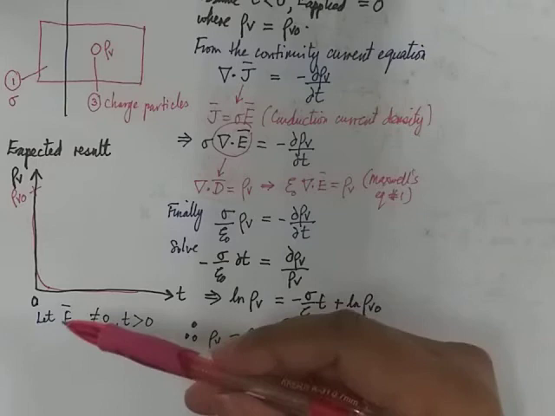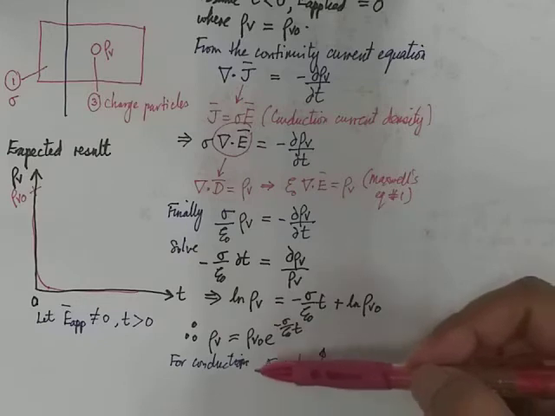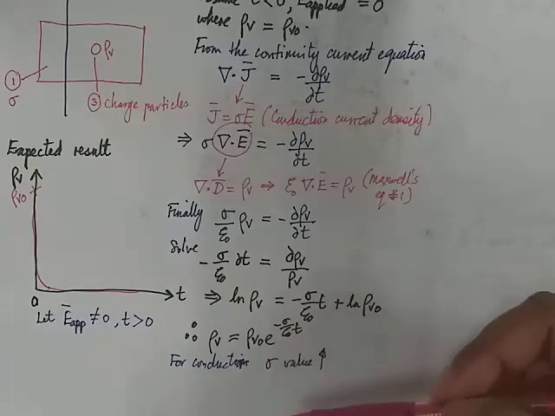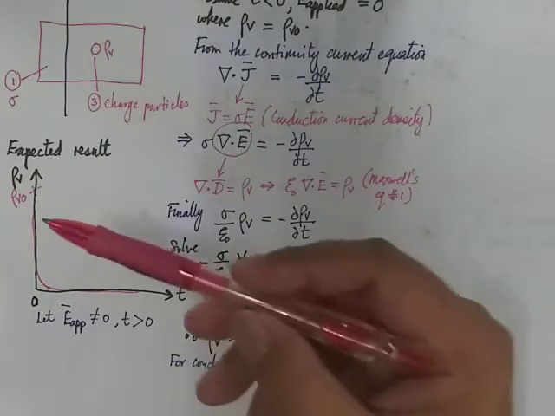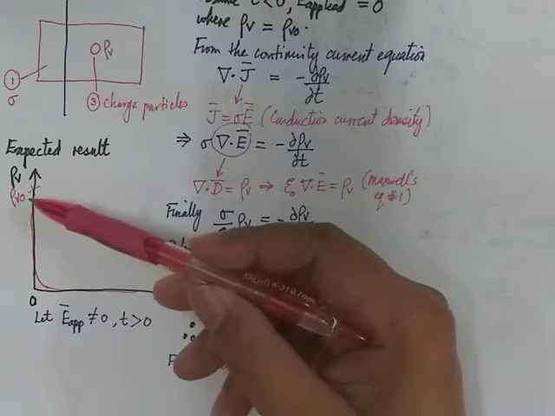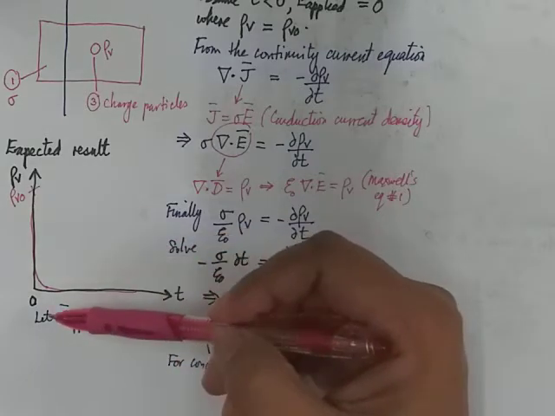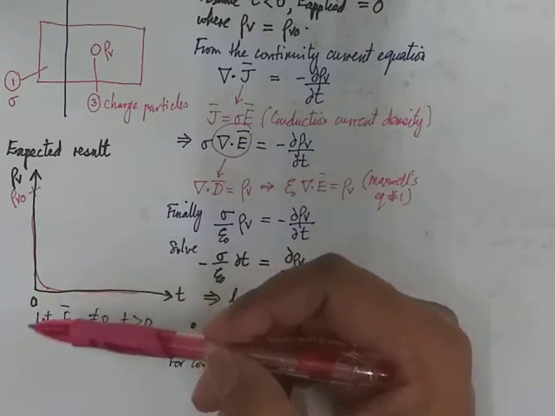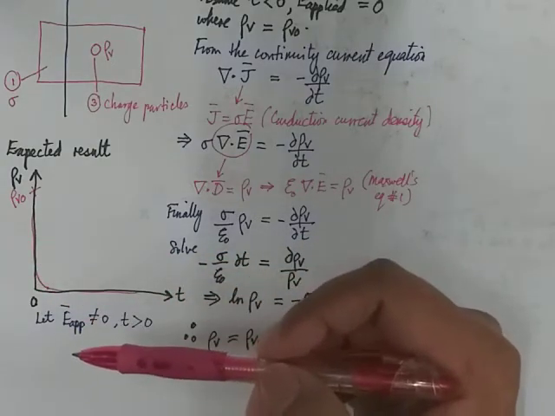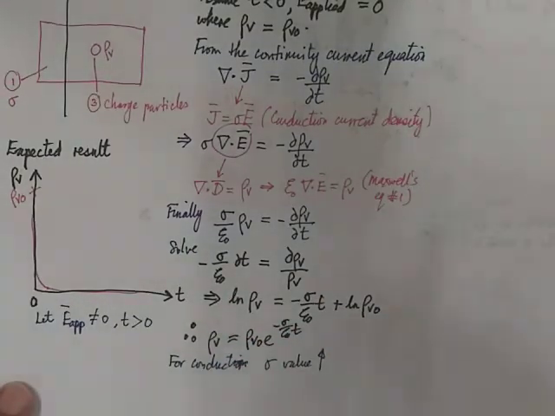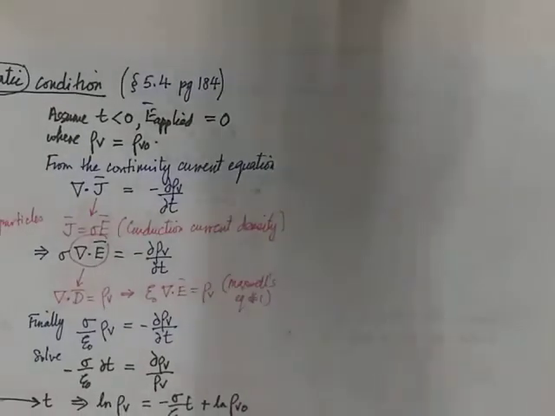Why is it becoming like this? Again, it's based on the solution of the equation that we obtained. This solution indicates that as t increases slightly, since the sigma value is very large for a conductor, the rho v, which initially is rho v naught, will become 0. So the better the conductor, the higher the sigma, the faster rho v becomes 0. Therefore, this is the first property of a conductor when exposed to an electric field.